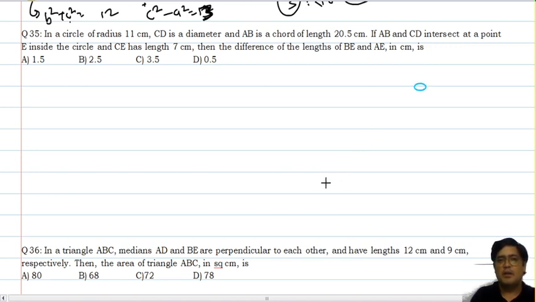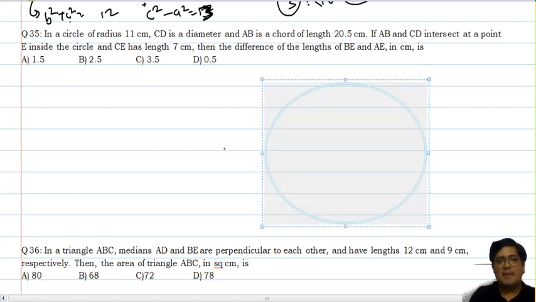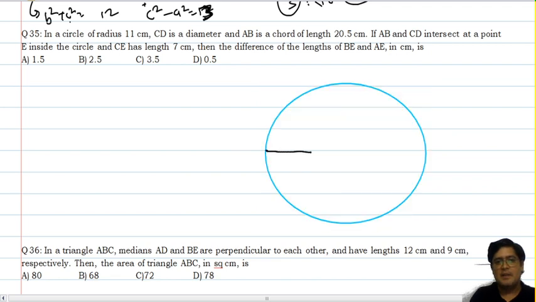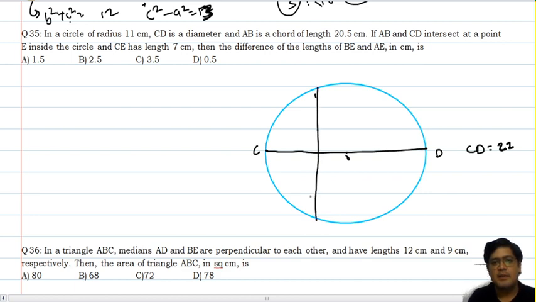Let me first plot this. Again, this is the circle I've got. CD is the diameter. So let us say this is the diameter CD. The radius was 11, so I've got CD as 22. I'm keeping length outside because I'm going to plot a lot of lengths here. What does it say? AB is the chord with a length of 20.5. Because this is less than 22, it is away from the center. This is the center, let us say O. Let us say this is AB.